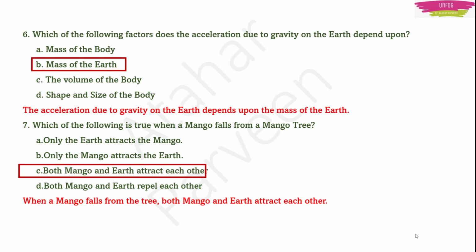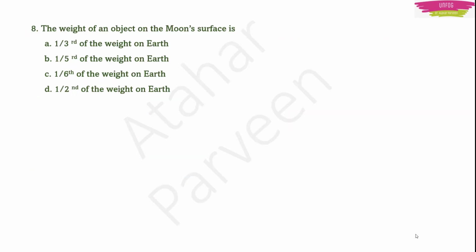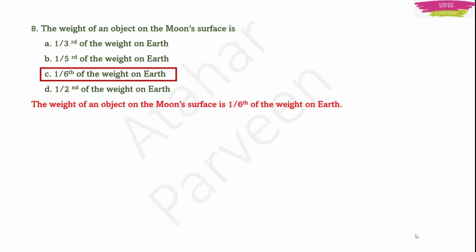Next question. Question number 8. The weight of an object on the moon's surface is. What is the weight of an object on the moon's surface? It will be 1/6 of the weight on the earth. We have solved that numerical, right? You know the answer now. So I will not explain it here. We will just remember this point that the weight of an object on the moon's surface is 1/6 of the weight on earth.